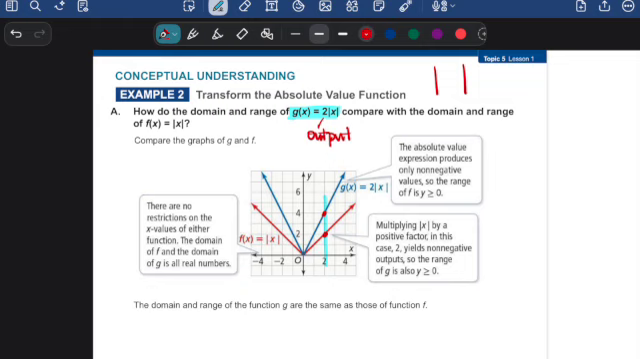The domain is still going to be all real numbers. We still have arrows on the end of our graph. And the output, or the range, is still going to be greater than or equal to 0. We haven't changed that. We only have positive values because absolute value can only be positive.